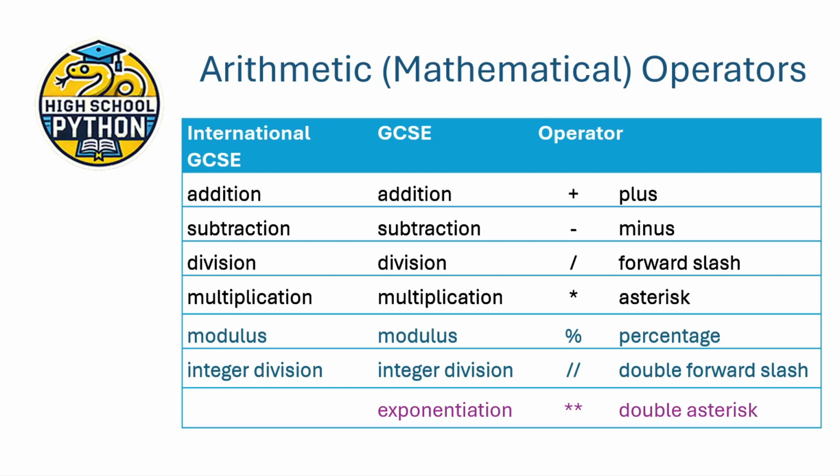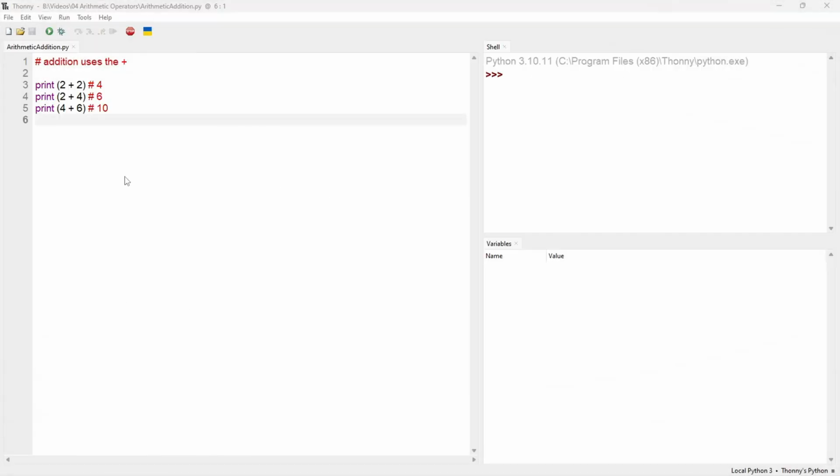If you're studying for the international GCSE, although exponent is not listed in the specification, this just means you will never be asked to specifically use the exponent operator. It does not mean that you will not be asked to calculate a square or a cube value, for example. Although you can calculate these things without using exponent specifically, it will make things easier for you if you know how to use it. Okay, so let's code with some arithmetic operators.